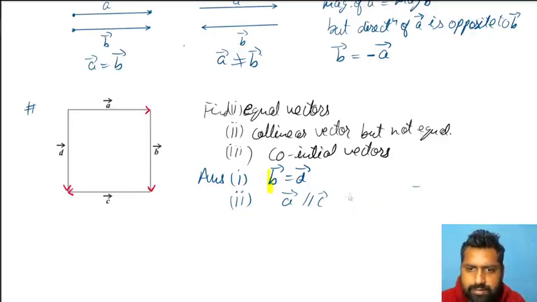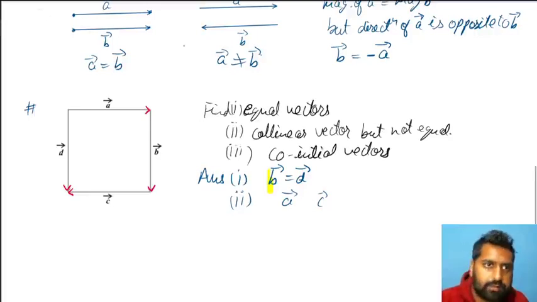So let's erase them. So A and C are parallel, but are they equal? No, because the directions are opposite. So we can say that they are parallel but not equal. That means they are collinear but not equal. So this satisfies the criteria. So A vector and C vector.